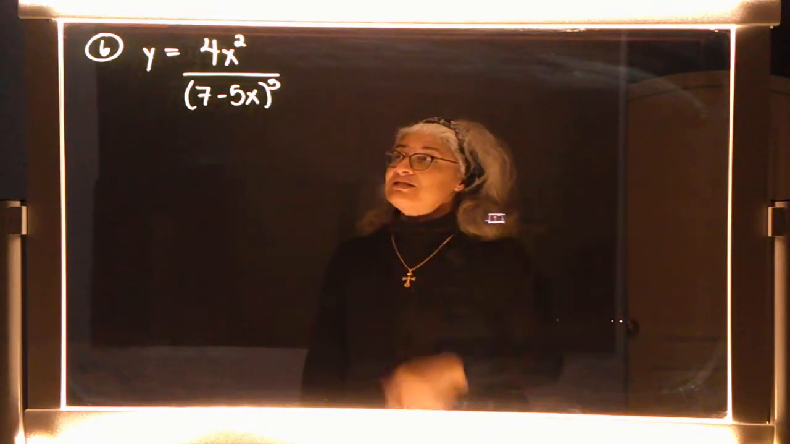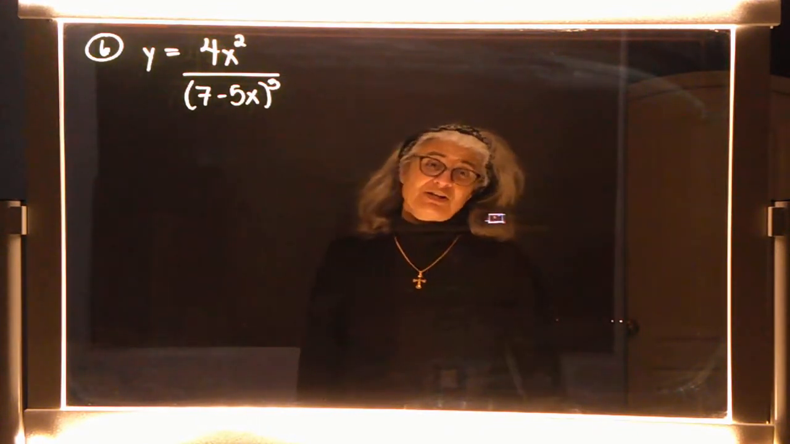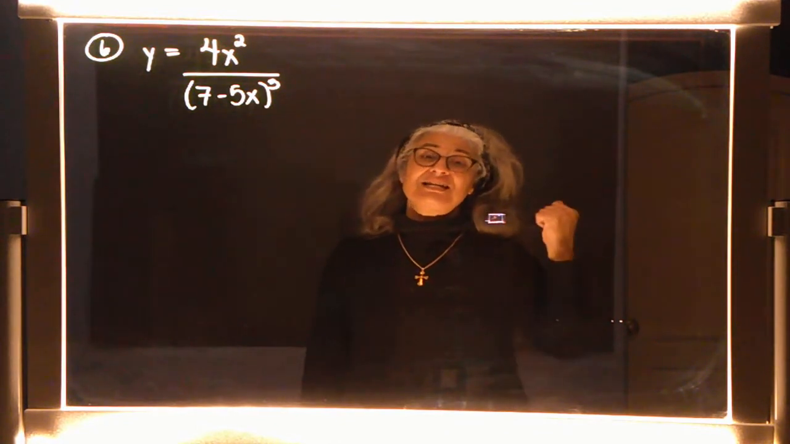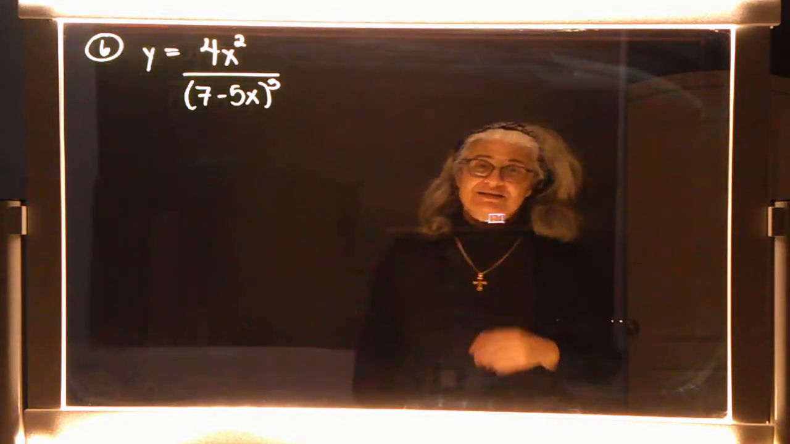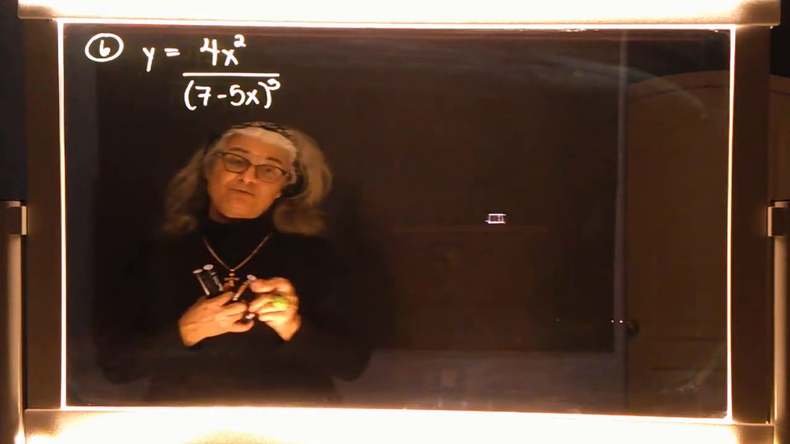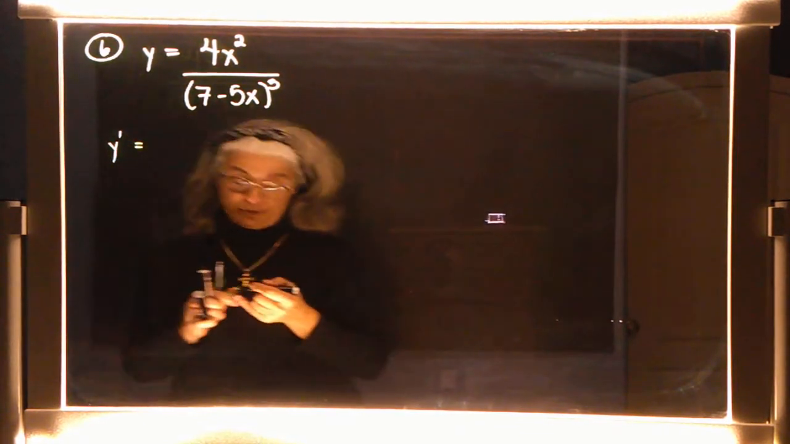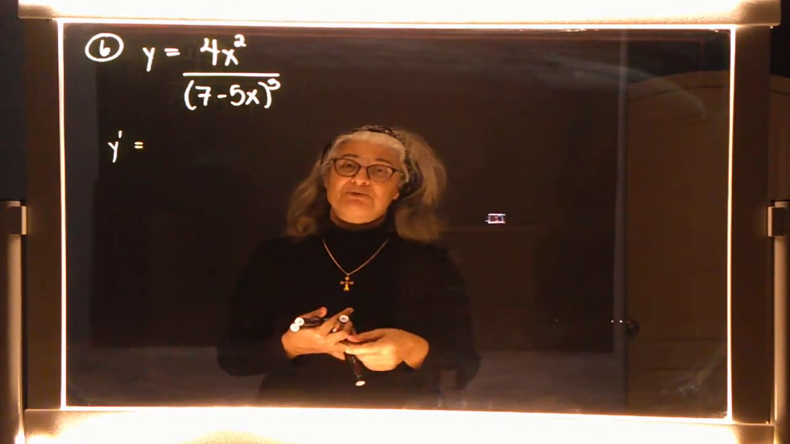Okay, so let's look at this next problem. Still asking us to take the derivative, and I've got a quotient, which means we have to use the quotient rule. Excellent. So let's see what you remember. We are taking the derivative of y. So remember, how do we work with the quotient rule? What's the first thing we're going to do?